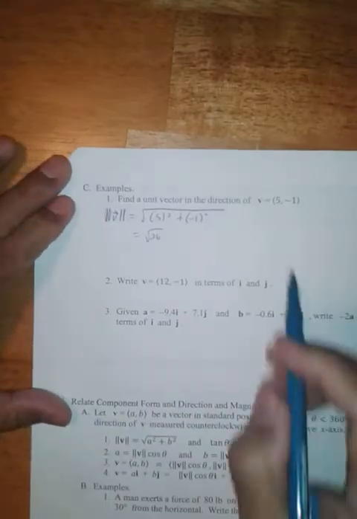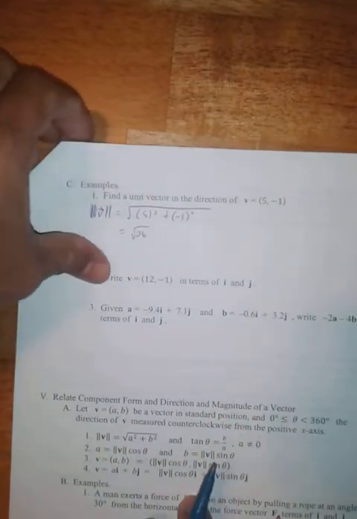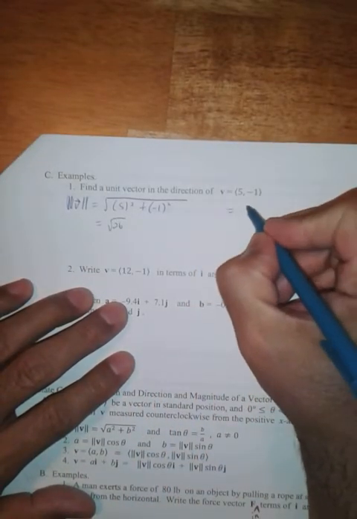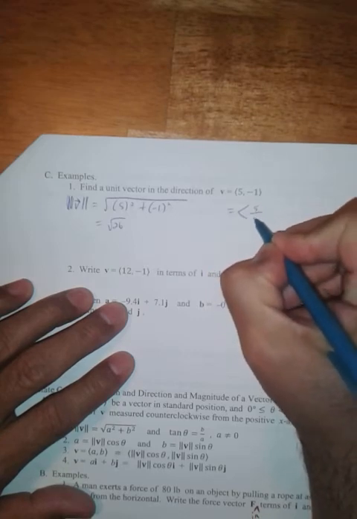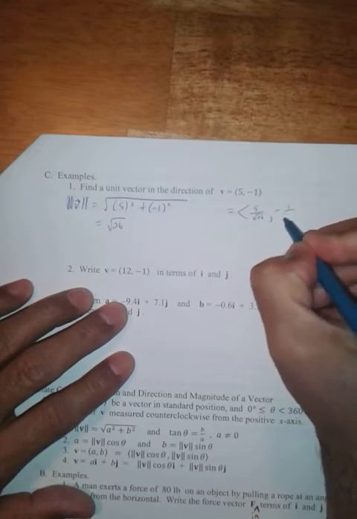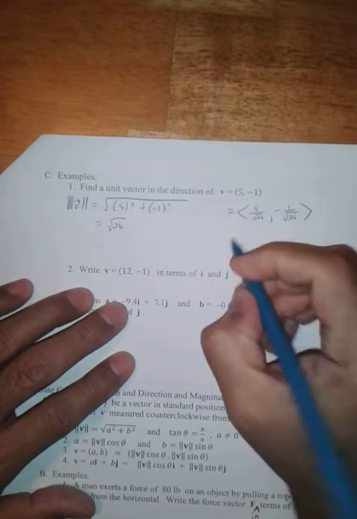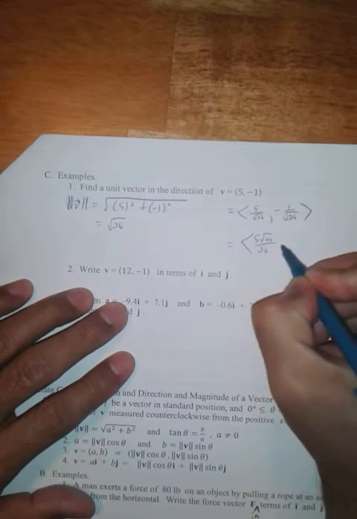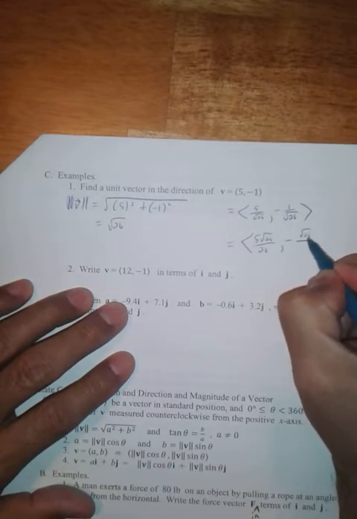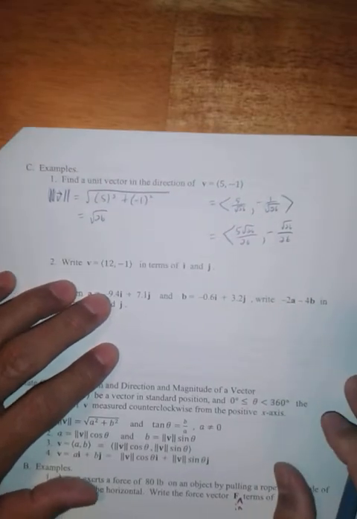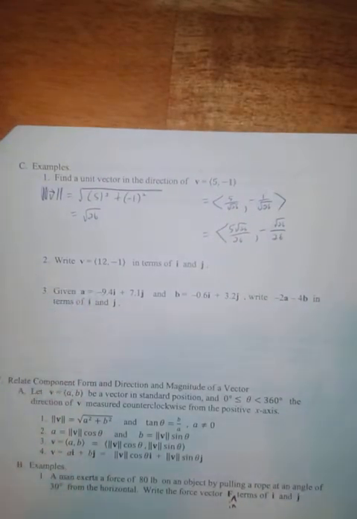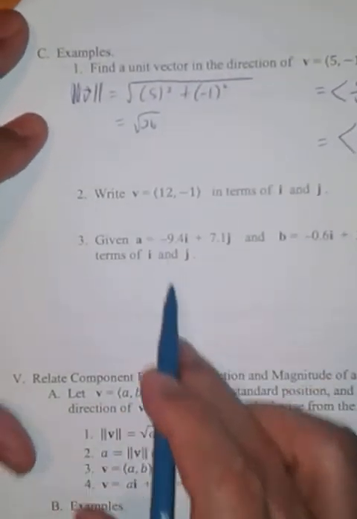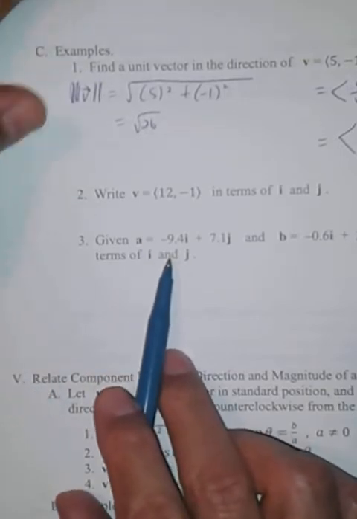Okay, so I'm going to divide each of these by the square root of 26. Notice that's how we find the unit vector. So this will be 5 over square root of 26, comma, negative 1 over square root of 26. And then don't forget to rationalize. So this will be 5 square root of 26 over 26, comma, negative square root of 26 over 26. There we go. All right, I think I'm going to zoom in a little bit, slightly. All right, and I'm going to leave the other examples for us to do in class.